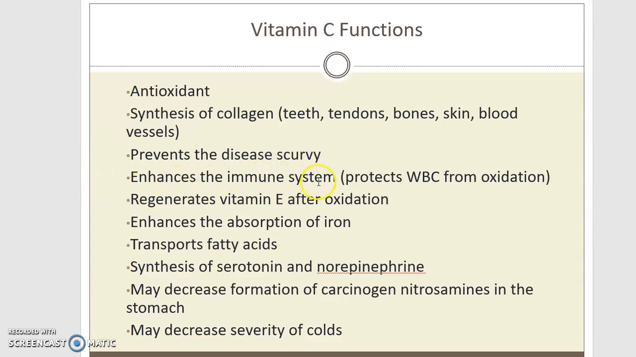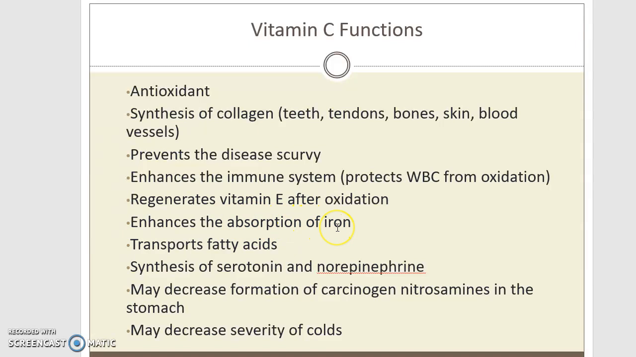It also enhances our immune system, protects our white blood cells from oxidation. We need our white blood cells, obviously, to fight off immunity, which is why they say, and I think it's been proven, that by taking vitamin C you can at least decrease the severity of colds because it increases your immunity, your white blood cell structure, so that it can fight off bacteria. We mentioned already that it can regenerate vitamin E after it's lost some electrons in its antioxidant formation.